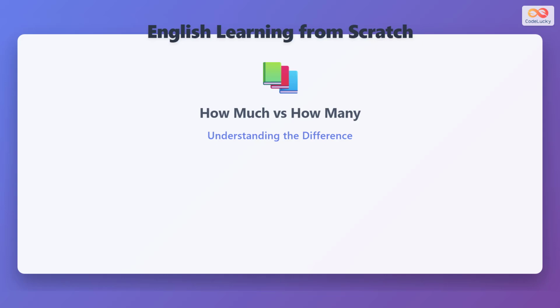Today, we learn the difference between how much and how many. These two questions help us ask about quantity in English. Knowing when to use each one is very important for good grammar.